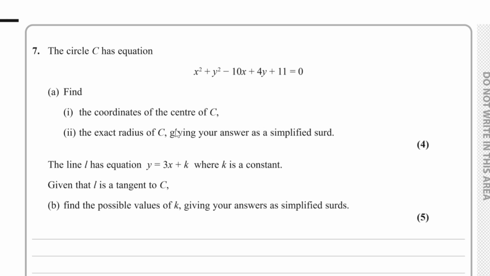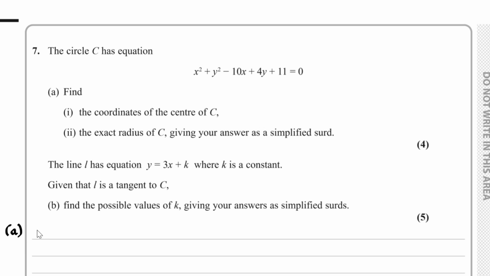Question number 7. The circle C has equation x squared plus y squared minus 10x plus 4y plus 11 equals 0. We have to find the coordinates of the centre of C and the exact radius of C, giving your answer as a simplified surd. First of all, what we need to do is complete the square. This allows us to find the radius and the centre.